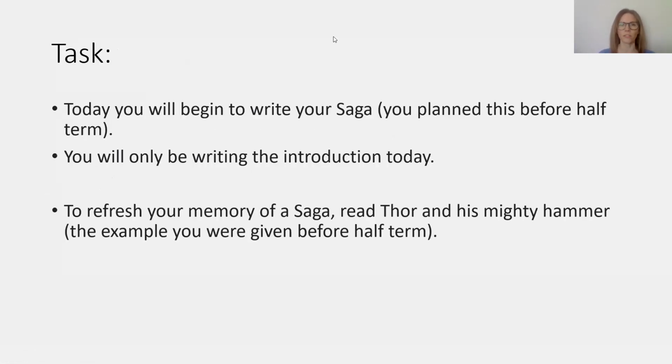Now, this is your task. So, as I said, you're going to begin to write your saga today, the one that you planned before half term. Today, you are just writing the introduction. So, the first thing that you need to do is to pause the video here, refresh your memory of a saga, and read Thor and his mighty hammer again. So, do that now, and then join me again when you've done that.